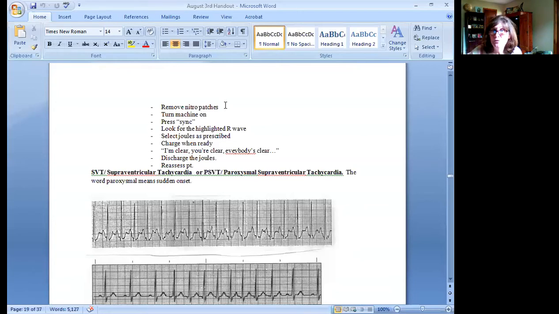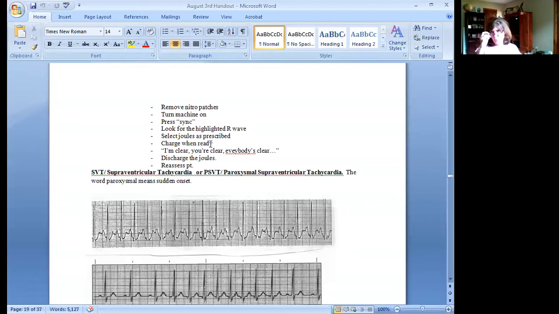You'd want to remove the nitro patches, of course, turn the machine on, press sync, look for the highlighted R wave, select the joules as prescribed by the healthcare practitioner, charge when ready. When we charge, it's going to sound like this. Boop, and then you know it's charged. And when that's done, before we discharge the shock, in a commanding voice, I want you to say, I'm clear, you're clear, we're all clear. And then discharge. Boom. So you're standing back and you're not getting shocked either. And then we reassess the patient.